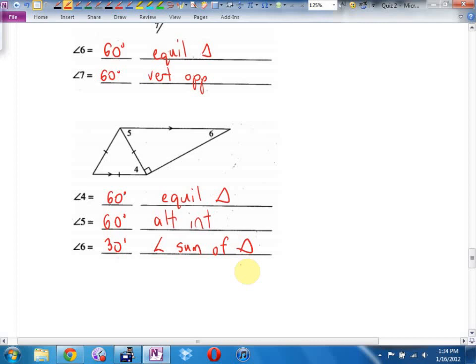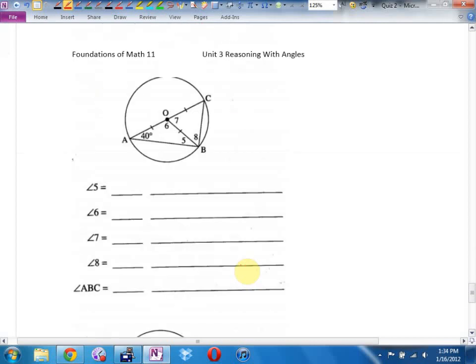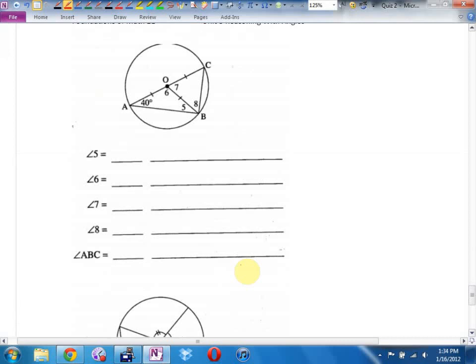Turn the page. Angle 5, 40. Isosceles triangle. Angle 6, 40 and 40 is 80, 100. Angle sum of triangle. Yes, I'd take isosceles triangle, but really, you used isosceles to find the equal angles, and then you said they add to 180. That's the angles in a triangle rule.